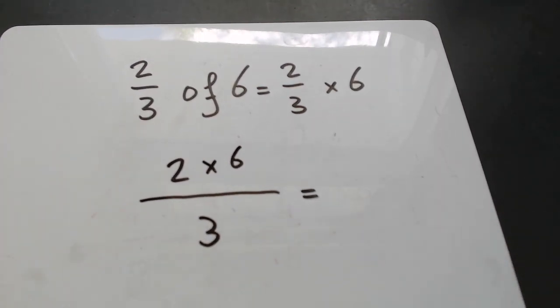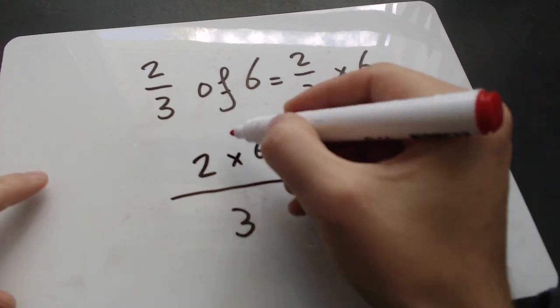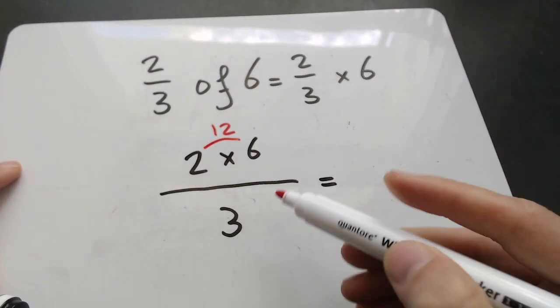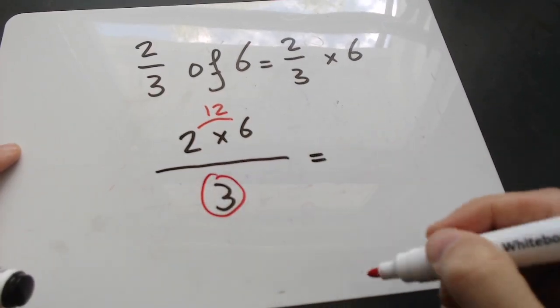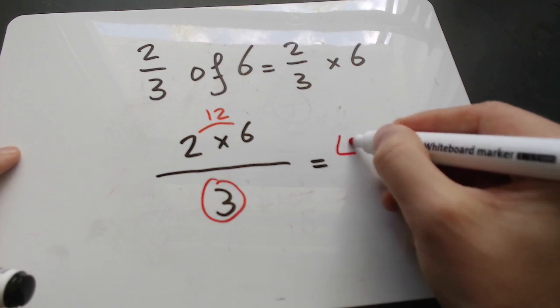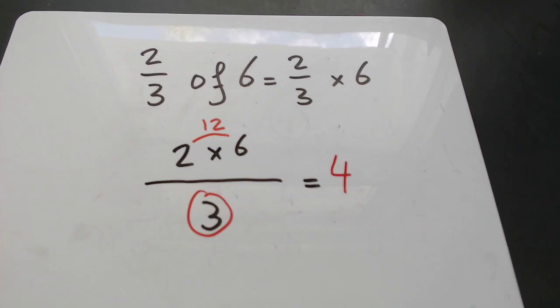2 times 6, maybe I'll get another color too. That's probably easier, so let me get another color. 2 times 6 equals 12. 12 divided by 3 equals 4. Right? So my answer to this question is 4.